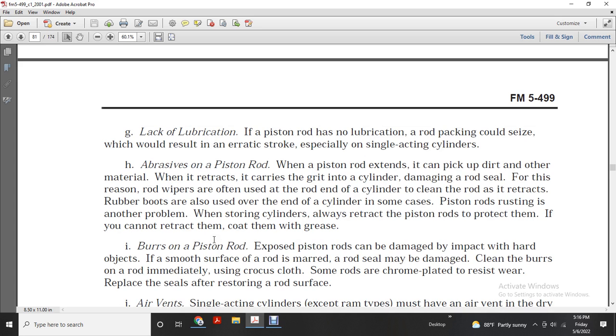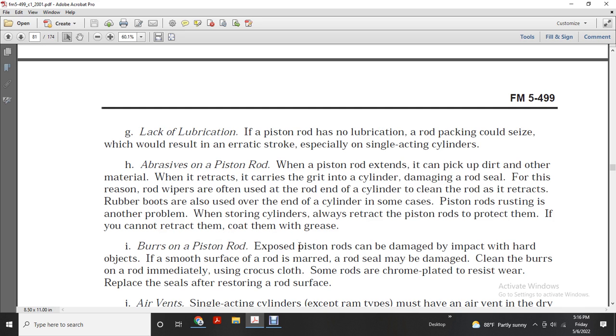For this reason, rod wipers often use the rod end of the cylinder to clean the rod. Retract with rubber boots are also used over the other end of the cylinder. In some cases, piston rod rusting and other problems occur. Store cylinders always retracted with the piston rod to protect them. If you cannot retract them, coat them with grease.